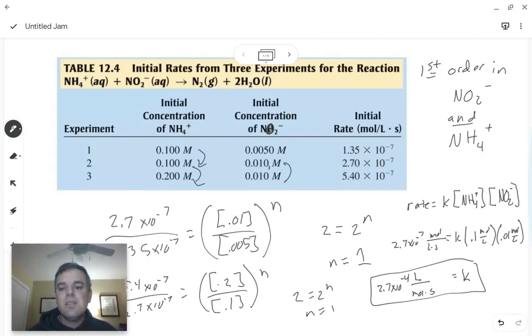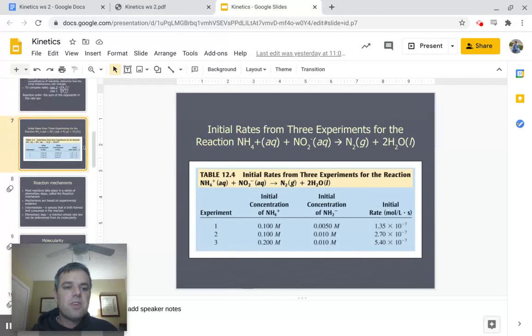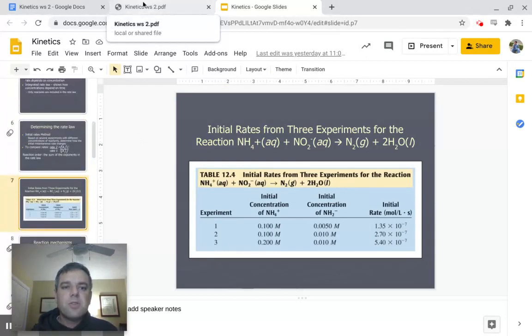And so then if we wanted to figure out what the rate is initially at a different set of concentrations, we could just plug them into our rate law with our value of K and solve. Now, this value of K is only good for whatever temperature these 3 experiments were done at. If we change the temperature, everything else changes, right? So that's as far into the notes with that as we're going to go.